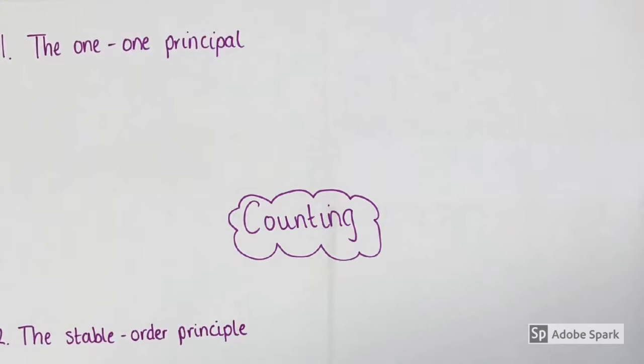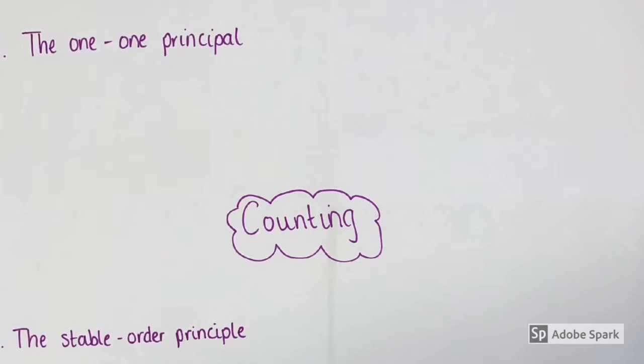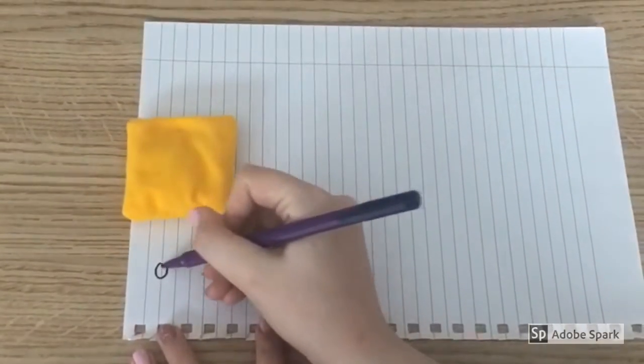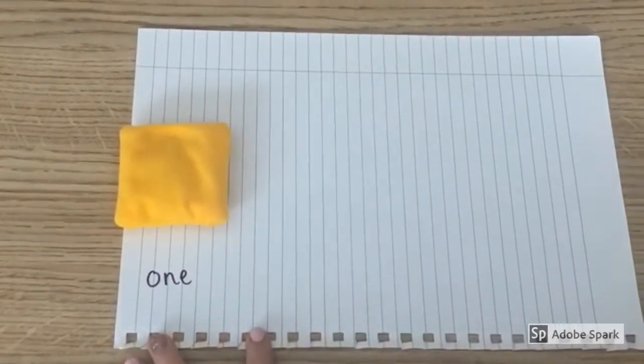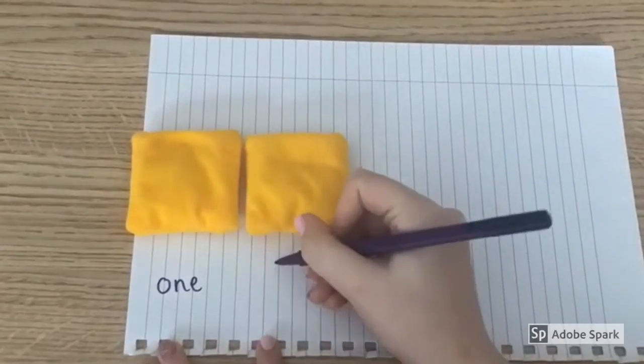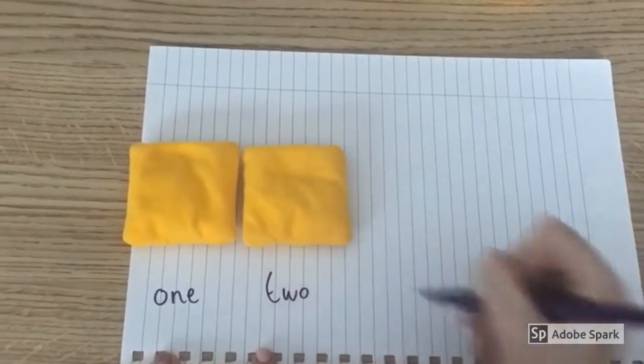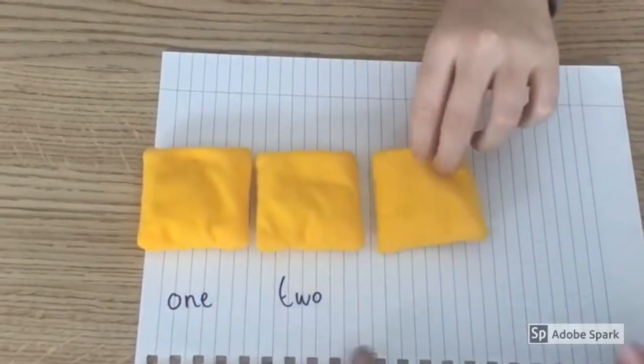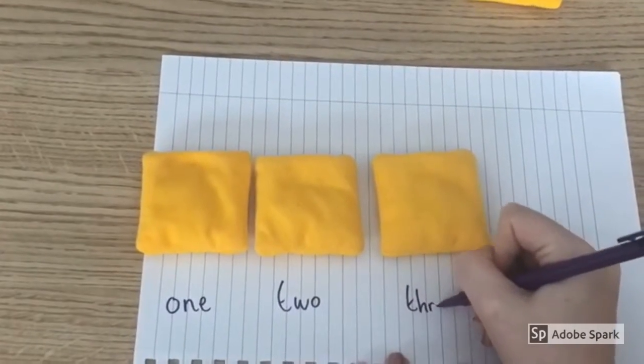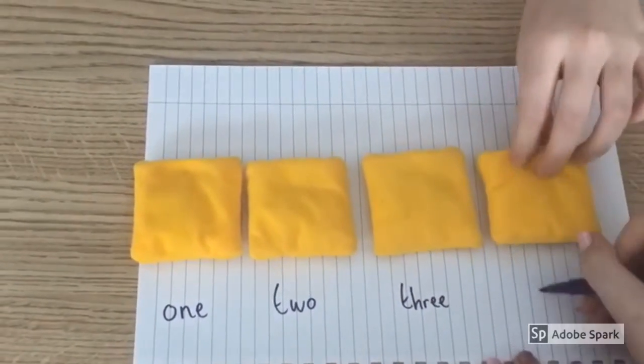The next counting principle is the stable order principle. When a student first learns how to count, they must learn a collective of number names that normally starts with the number 1. The more they practice, the better they will become. Try to offer the pupils the chance to count as many physical items as possible, as practice will always make perfect.